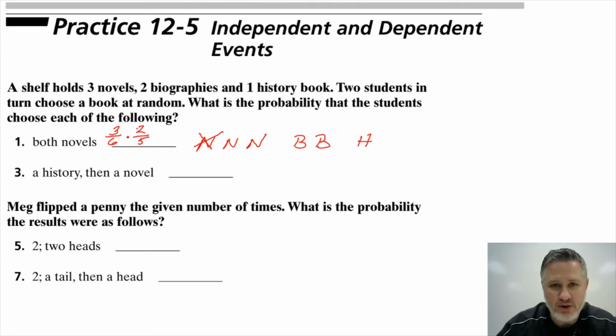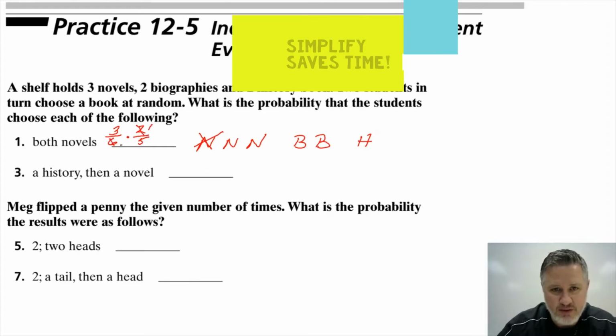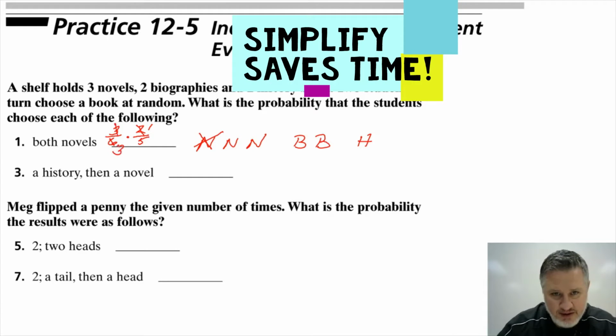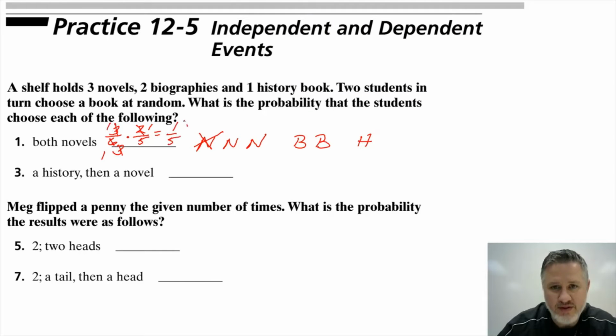All right, and when you multiply, you can cross simplify. So that's going to become a 1 and a 3. This becomes a 3, 3. This becomes a 1 and a 1. So you wind up getting just 1/5, which is the same as 20%. You could have just gone right across and got 6/30ths, but that's going to simplify to 1/5 also.